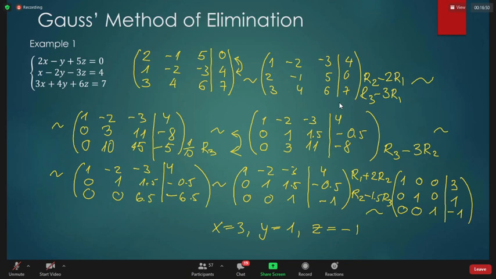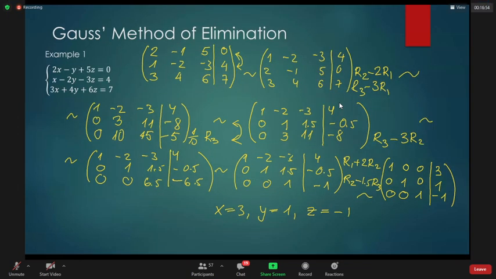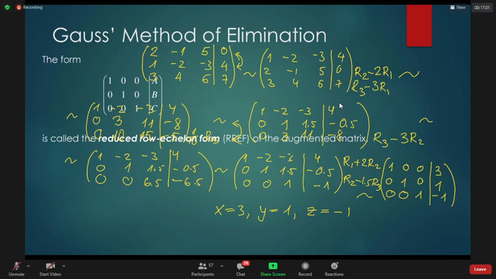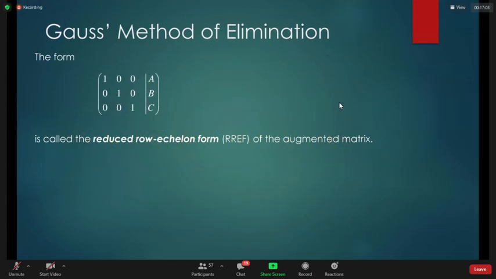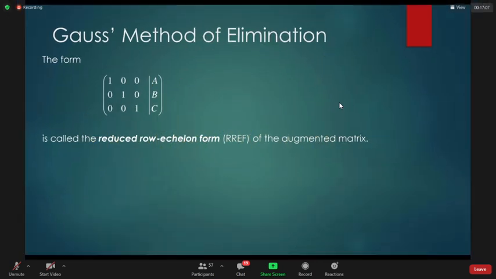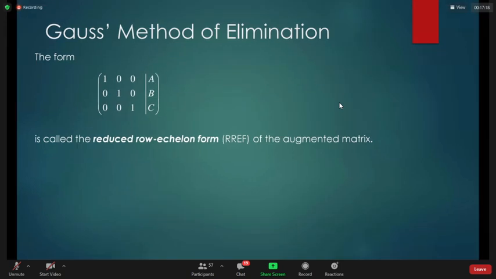And now, okay, let's move on. And I'm very sorry again. I forgot that I had to erase everything. Now, what about this? So we have this form with the identity matrix on the left-hand side and some numbers, A, B, C, on the right-hand side. This is called the reduced row echelon form. Why reduced? So row echelon form. So all these words, reduced row echelon form.